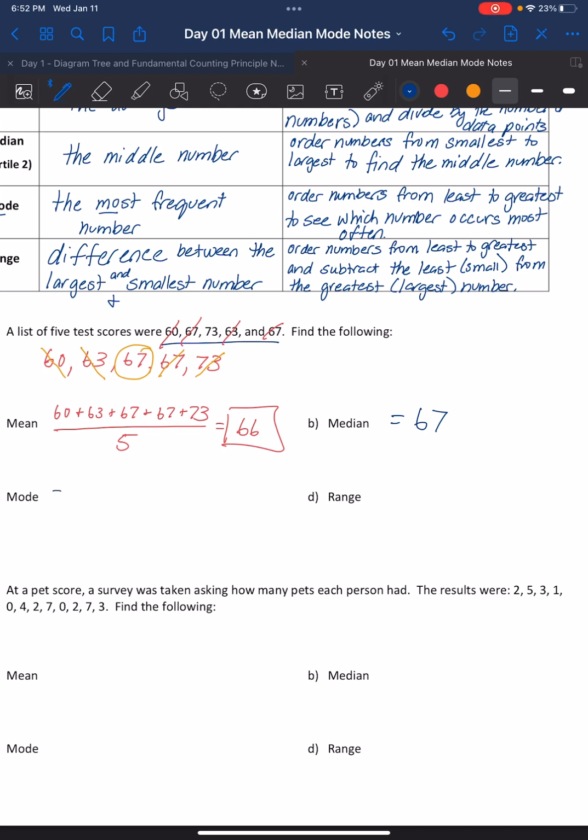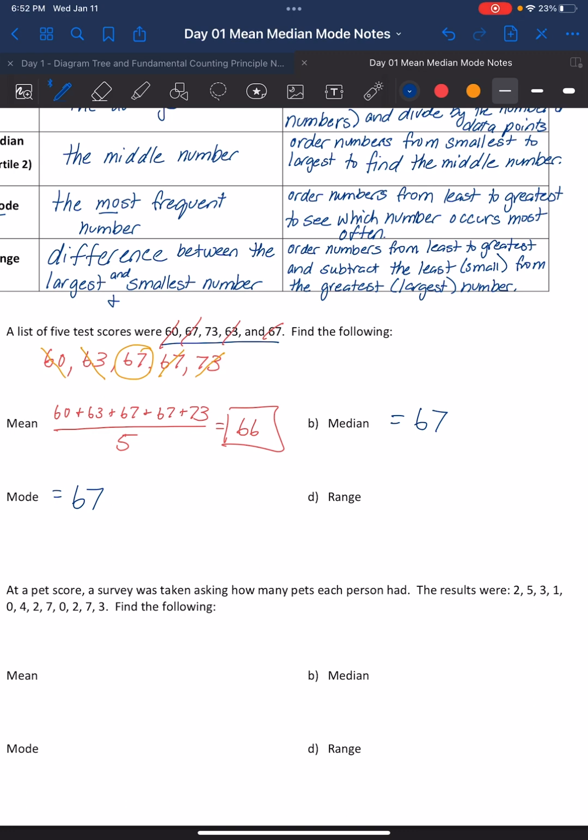Cool. All right, now looking at this, what's my mode? What does most mean? It means most frequent. So which one is our most frequent number? If I look at it, I think 67. Is it okay for our median, mode, mean to all equal 67? Yeah, actually it is. Sometimes that happens. So if you get the same number, don't worry about it.